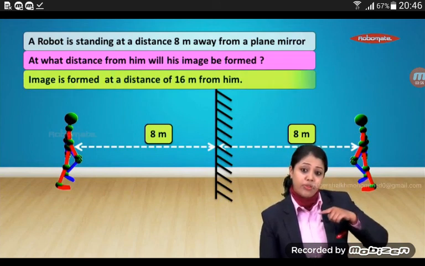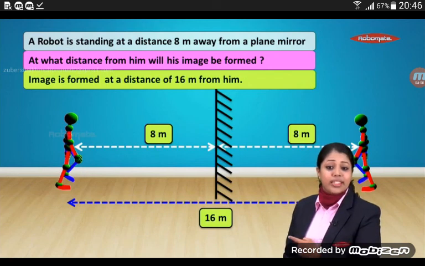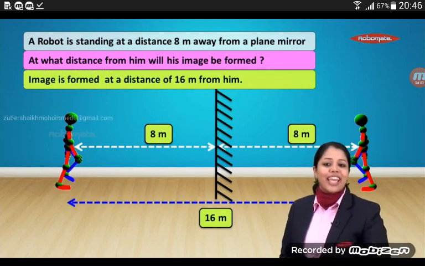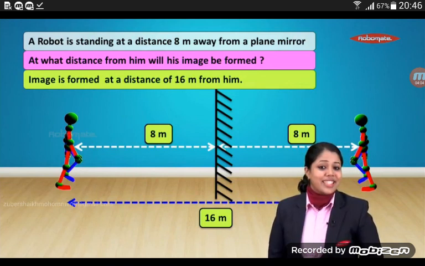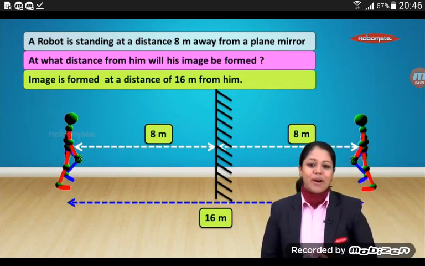Now, the question says, at what distance from him is the image formed? So if you measure the total distance from him, it is 16 meters. That is 8 plus 8. So we say the image is formed at a distance of 16 meters from him. So that is about plane mirrors.